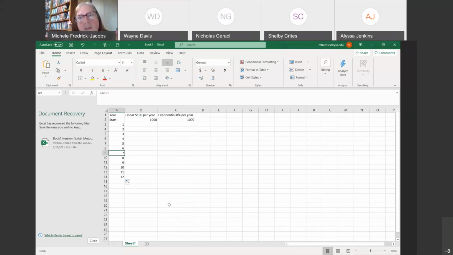Any questions? Okay. For this one, remember, we have $1,000, and we're adding $100 each year. So we could take the one before and add $100. Then you take that one and add $100.